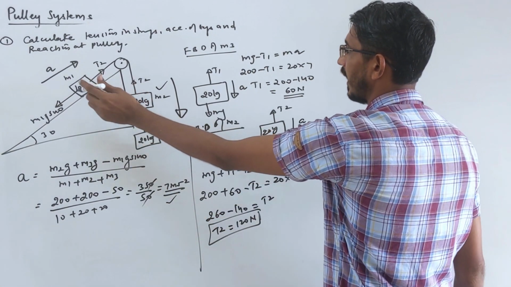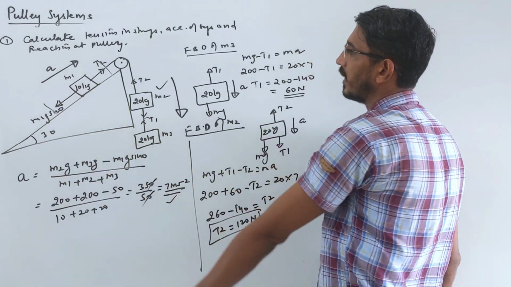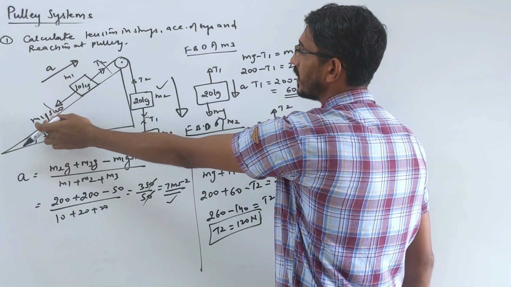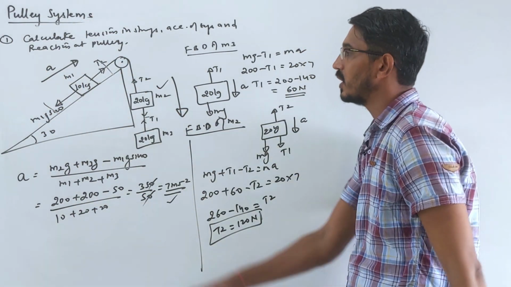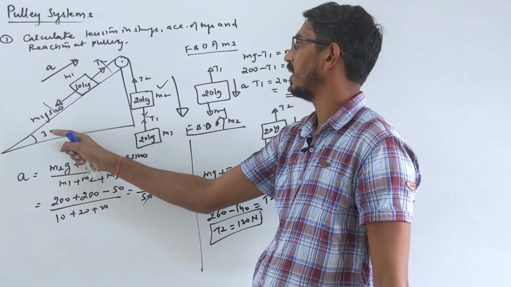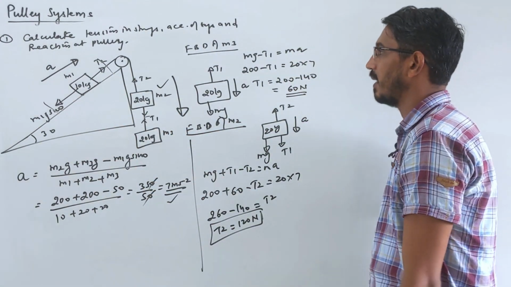You try this, take the FBD of this block. What forces are acting? Tension T2, Mg sin theta, and acceleration upward, right? So T2 minus Mg sin theta is equal to Ma. You should get exactly the same answer.